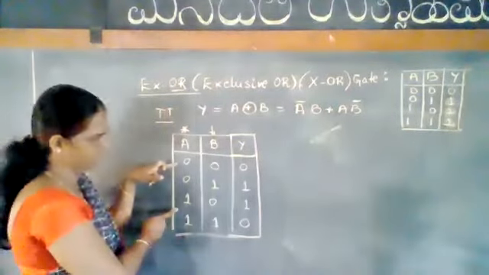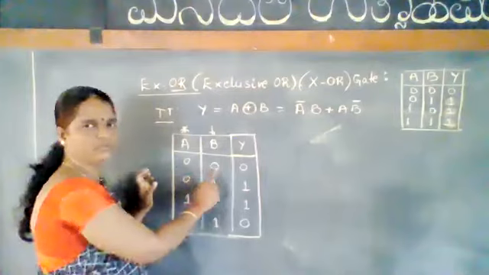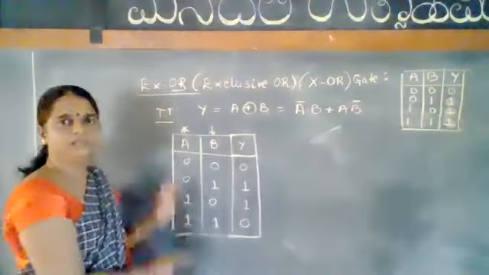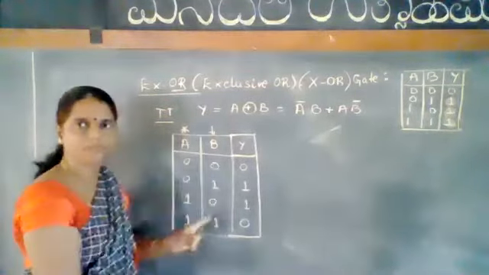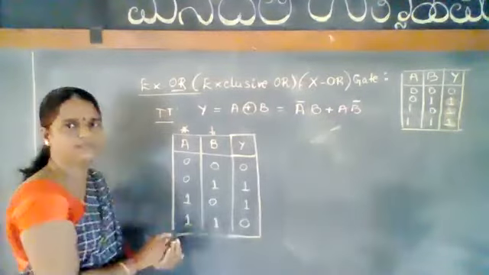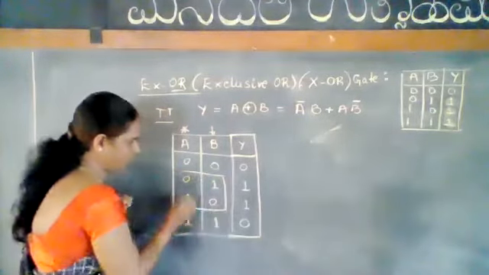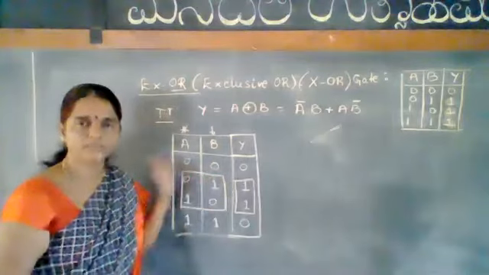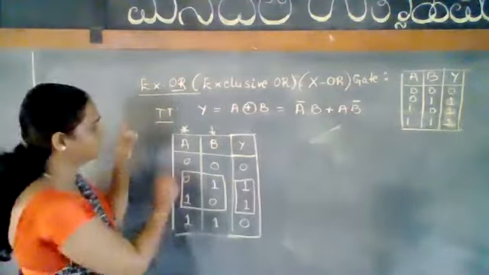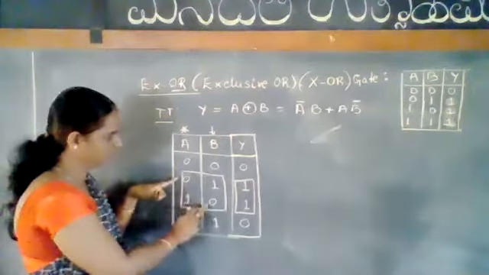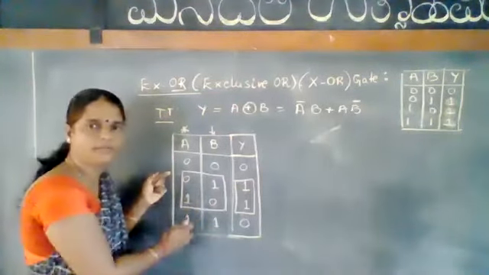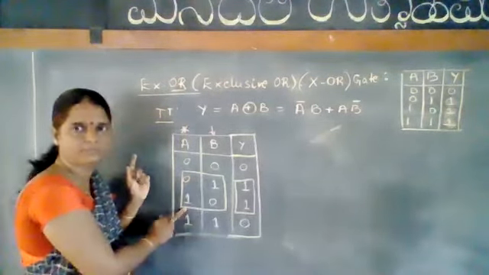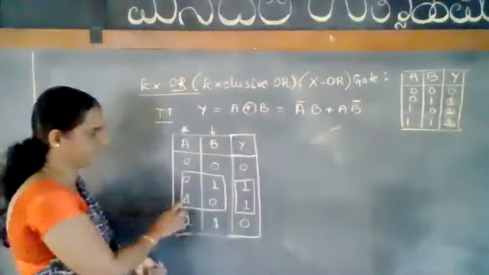So what's happening here? See, when both the inputs are 0, the output is 0. When both the inputs are high, the output is 0. The output is going high only when any one of the inputs is high. Therefore, for the exclusive OR gate, we can write the definition as: the output of the gate goes high only when any one of the inputs is high. That type of gate is called the exclusive OR gate.